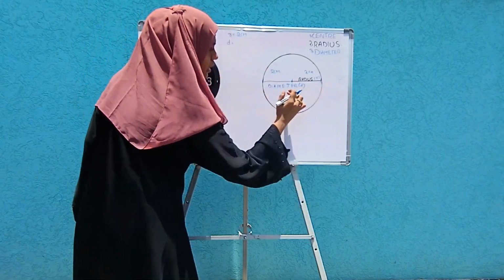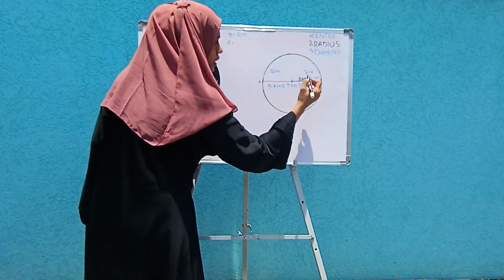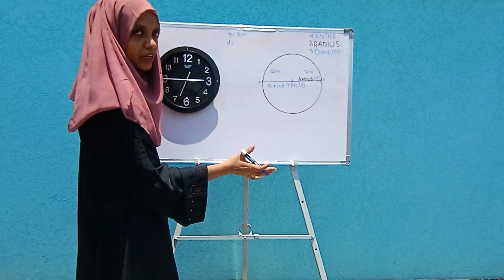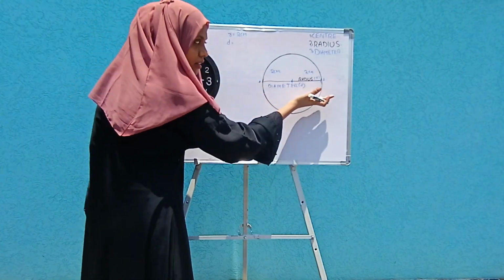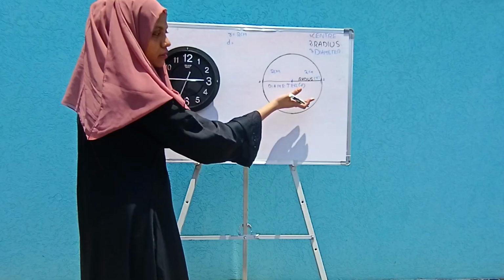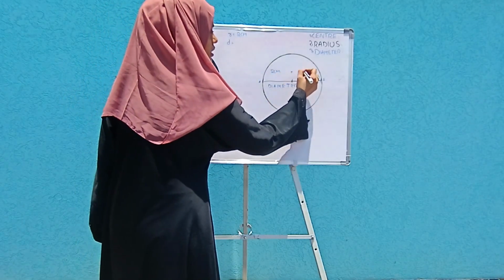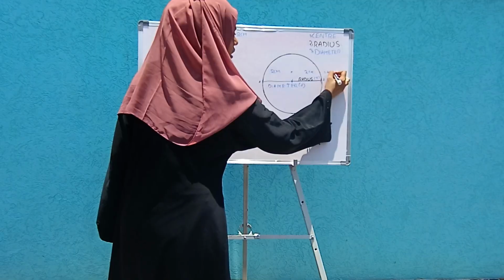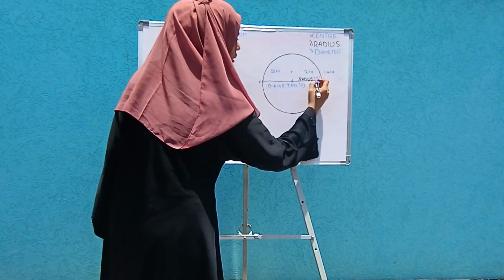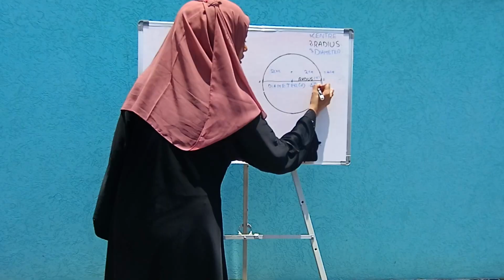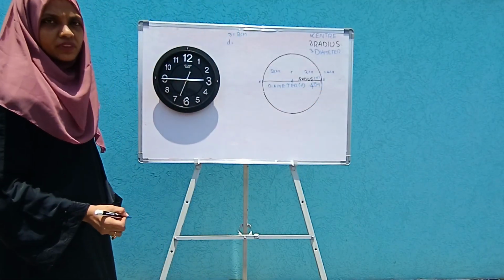And the total line from point A to point B is called the diameter, right? And what would be the total distance of the diameter? It's nothing but we should add it: 2 plus 2, which gives us 4. That means the length of AB is 4 centimeters. Clear, children?